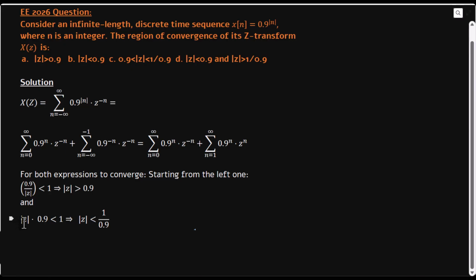The absolute value of z times 0.9 has to be smaller than 1, leading to this inequality. Combining the two, we have the absolute value of z greater than 0.9 and smaller than 1 over 0.9.